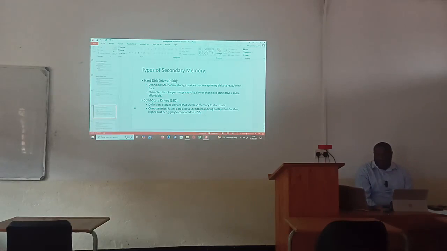Characteristics of this type of storage: it has a large storage capacity. It's slower than solid state drives and more affordable.